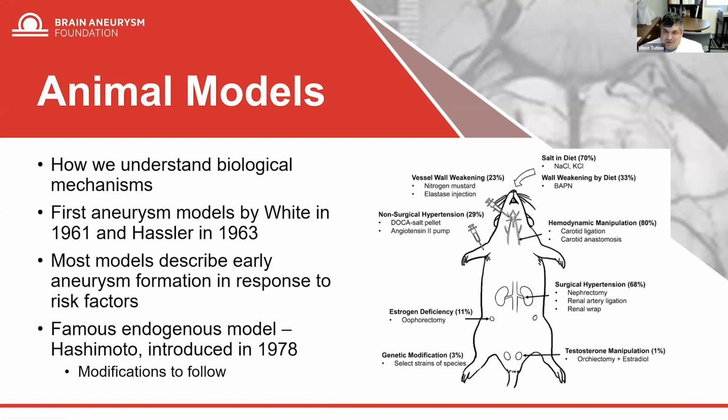If I'm correct, it involves the induction of hypertension, wall weakening by feeding the animals a diet of this compound called BAPN, and a hemodynamic manipulation where one of the arteries is ligated, which causes compensatory high blood flow in the other side of the brain. These are a collection of a lot of the risk factors that are induced in an animal in order for it to naturally grow an aneurysm at different locations in the brain.